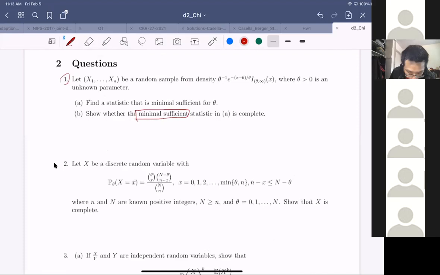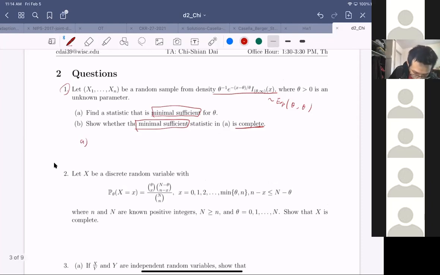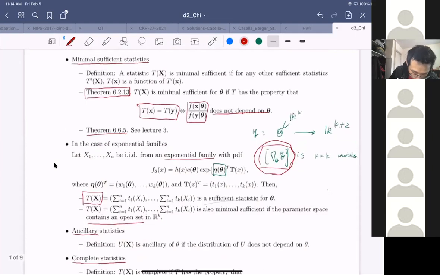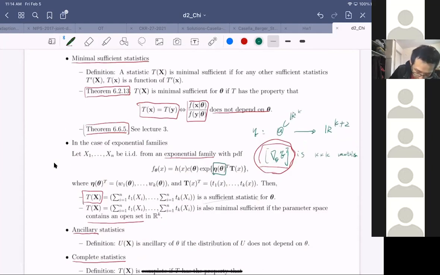Let's look at a question. We have this exponential with parameter theta. First you want to find the minimal sufficient statistic for theta. And the second one is you also have to show whether it's complete or not. So in A, you have to use these two theorems.